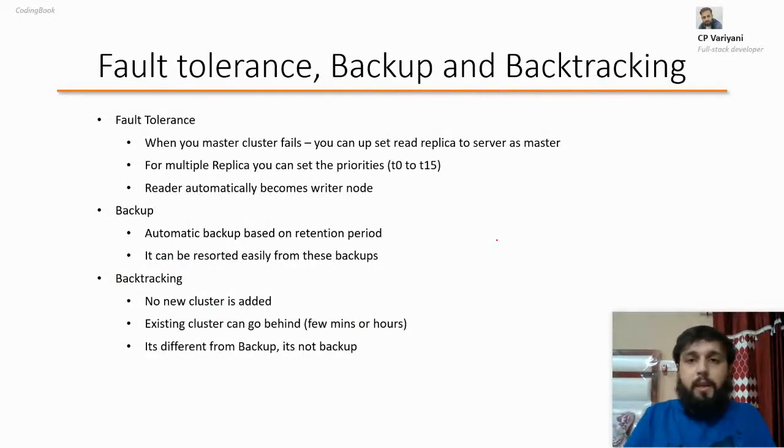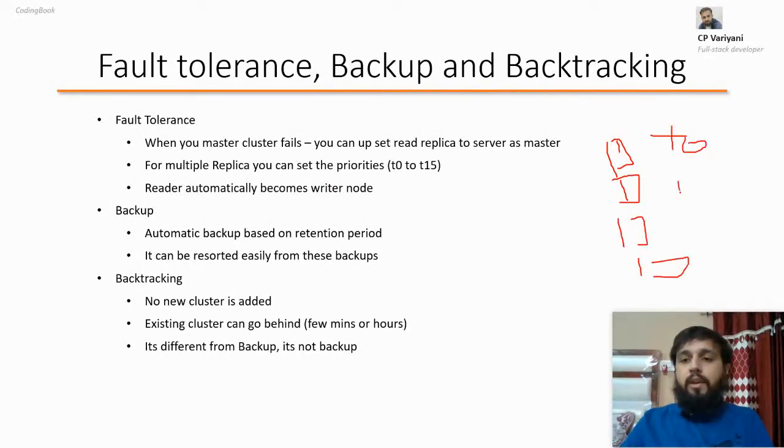Fault tolerance, backup, backtracking. Fault tolerance: when your master cluster fails, you can set up read replicas to serve as a master. We have seen that if your master fails, then your read replica becomes the master. For multiple read replicas, you can set the priorities. Yes, so let's suppose you have 1, 2, 3, maybe 4, anything. So these are the read replicas. When you create the read replicas, you have to define the priorities as well.